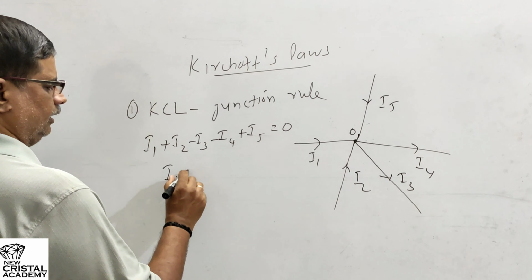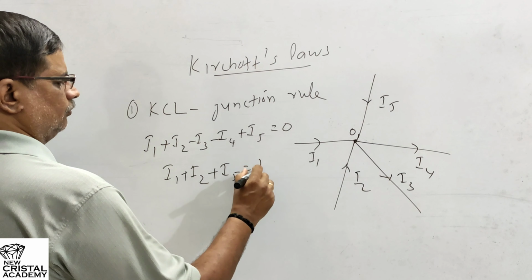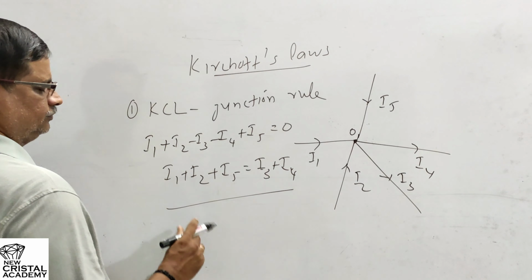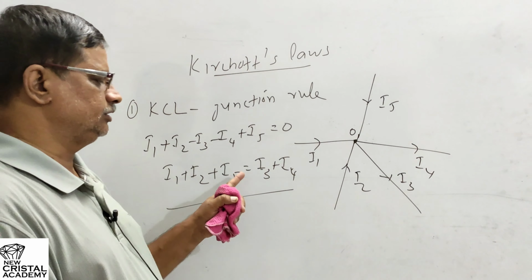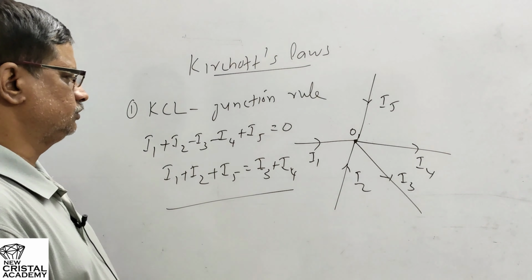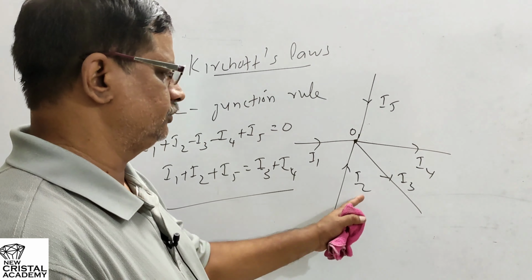Or we may write I1 plus I2 plus I5 equal to I3 plus I4. This is also known as the sum of the currents arriving at the junction equal to the sum of the currents leaving the junction. So that is Kirchhoff's current law, which is also known as the junction rule, and it is based on the conservation of charge.